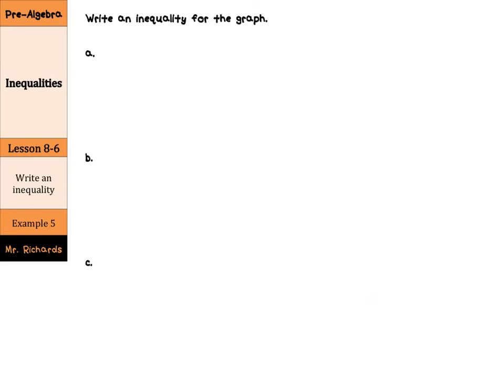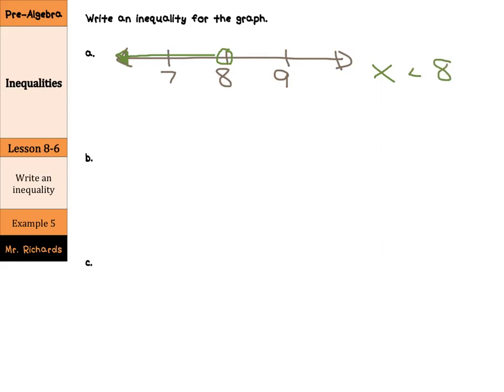Now when it comes to writing inequalities for the graph, I'll draw us a few graphs here, and we'll see if we can write an inequality for the graph. 7, 8, 9. And if we put an open circle at 8, and shade it back to the smaller numbers, we can just set a variable x and say less than 8. And we have an open circle here at 8, so this is just going to stay less than. So we're saying all the numbers are going to be less than 8.